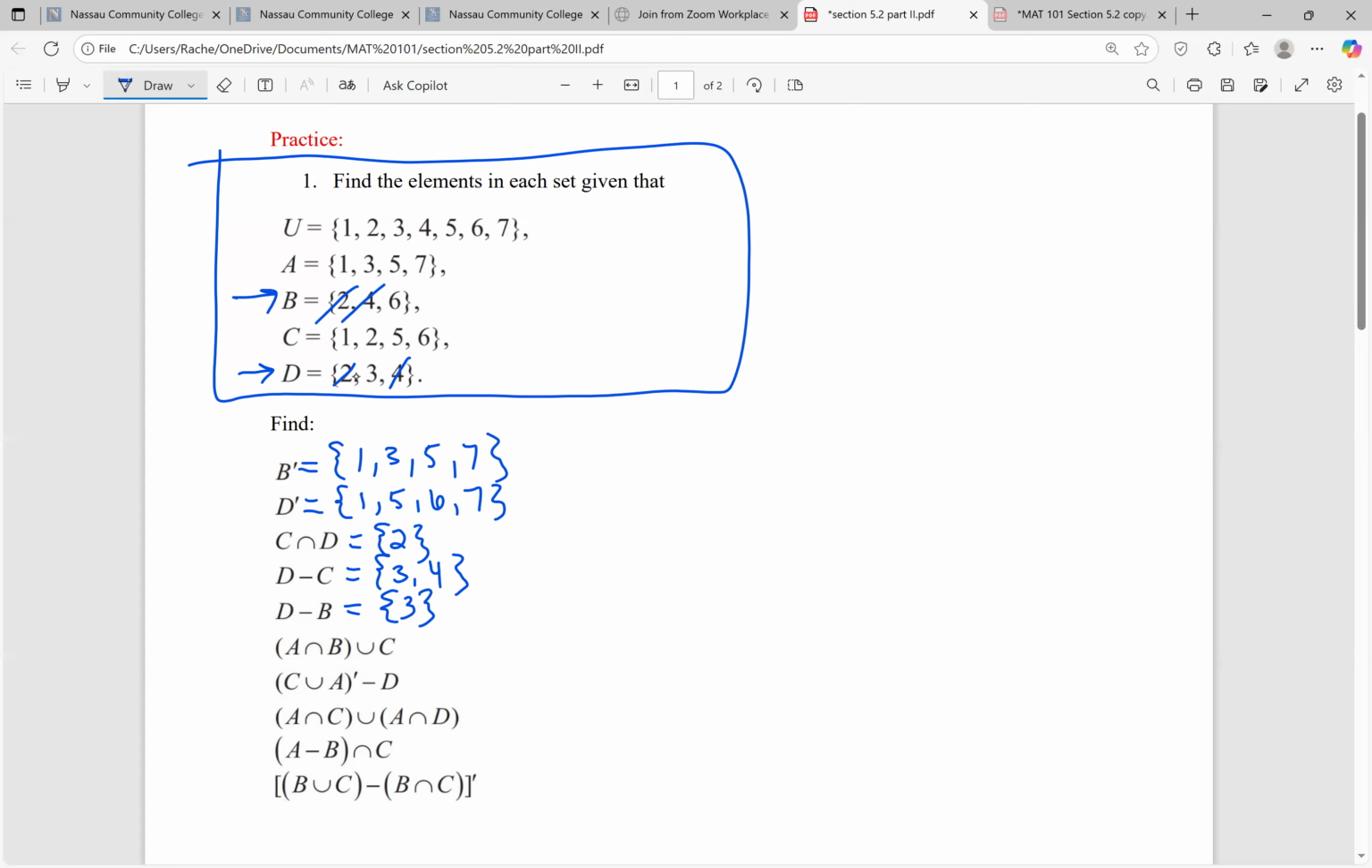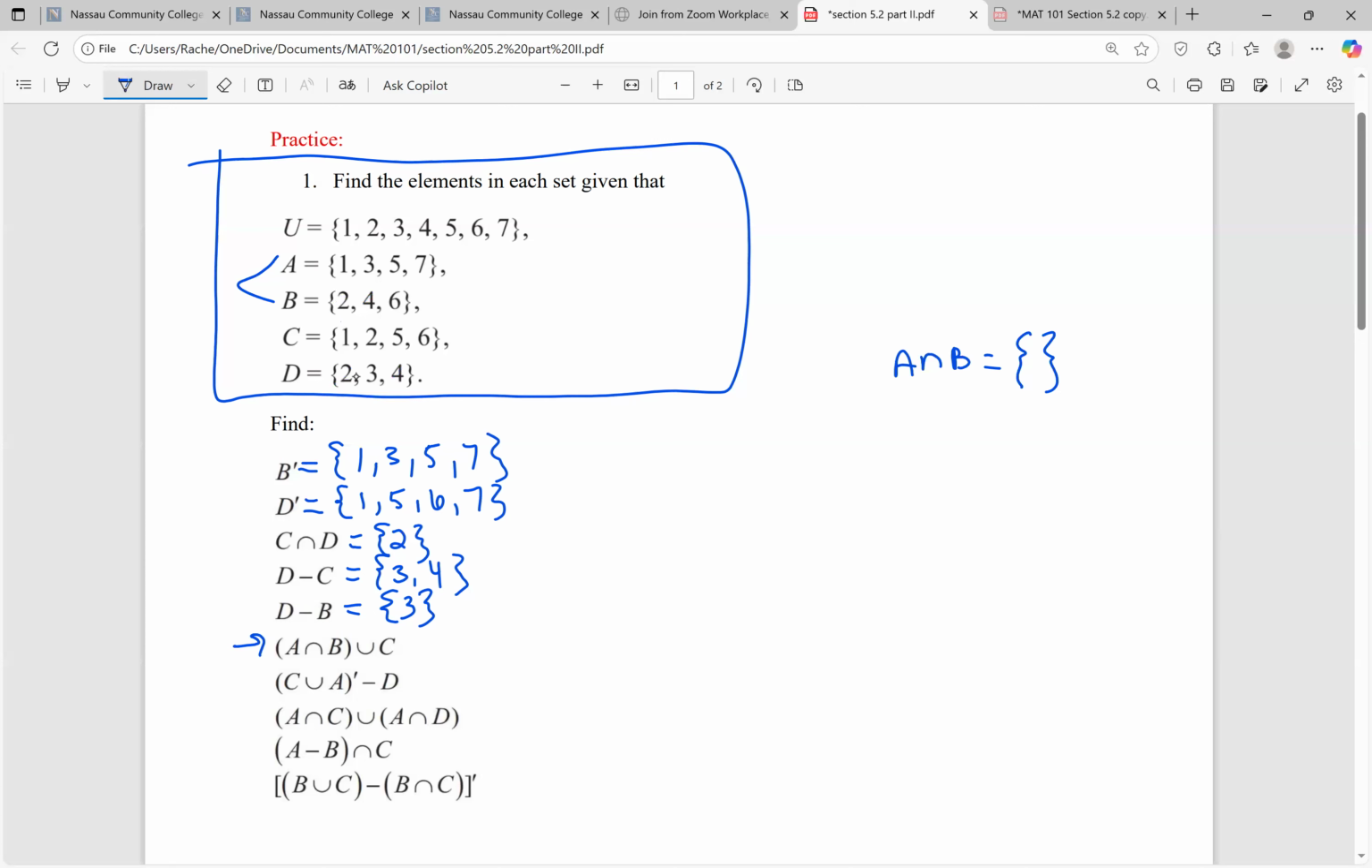So the next one is A and B union C. What's grouped together we have to do first. So let's, off to the side over here, find A intersection B. Where do A and B overlap? A and B share nothing, right? A is 1, 3, 5, 7, B is 2, 4, 6. So A and B is just the empty set.